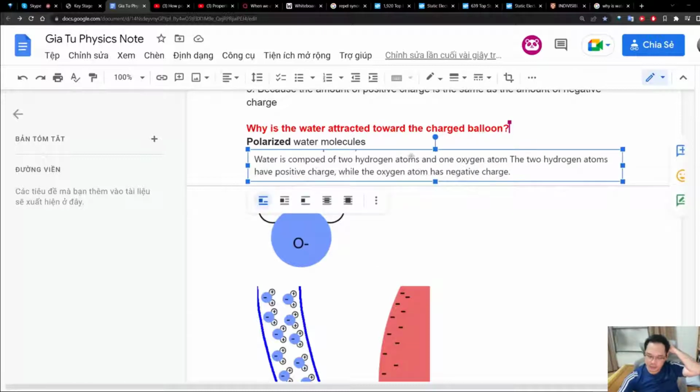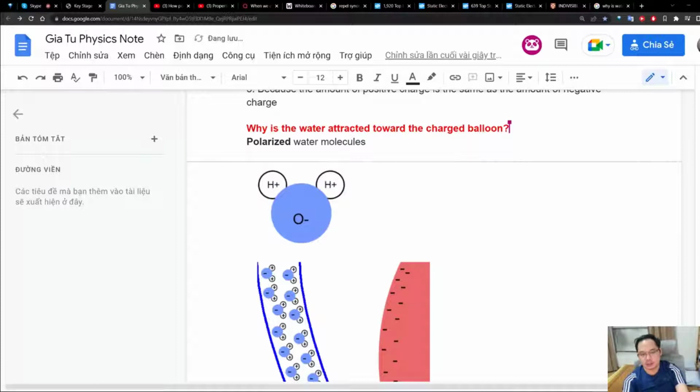Actually, they do not have that, but the electrons orbiting the hydrogen atoms are drawn toward the oxygen atom, and this is called a covalent bond.